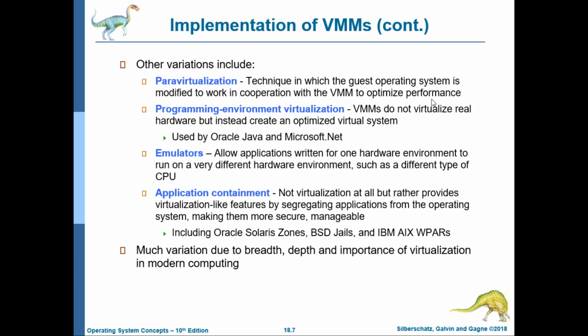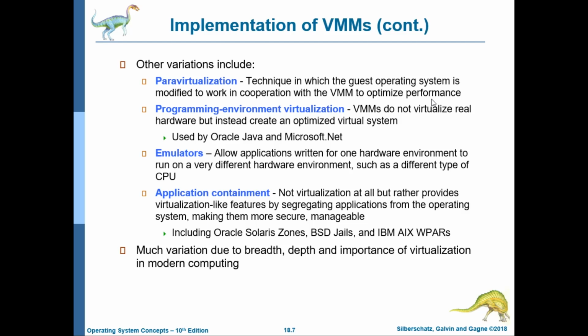Next, aside from these type 0 to type 2 hypervisors, we have other variations, which include paravirtualization. It is a technique in which the guest operating system is modified to work in cooperation with the virtual machine manager to optimize performance. Then another variation is programming environment virtualization. VMMs do not virtualize real hardware but instead create an optimized virtual system. This is used by Oracle Java and Microsoft .NET.